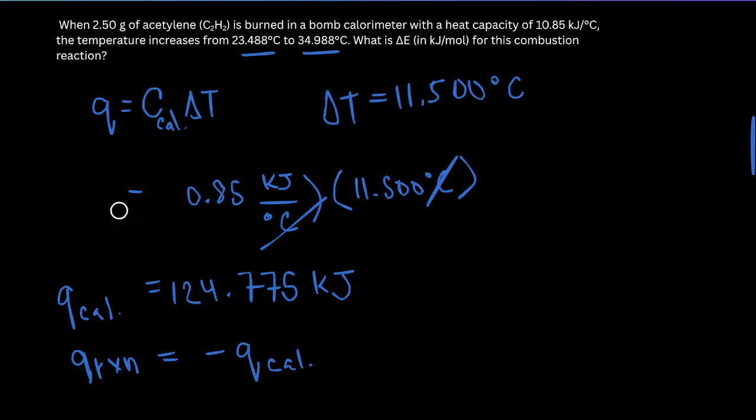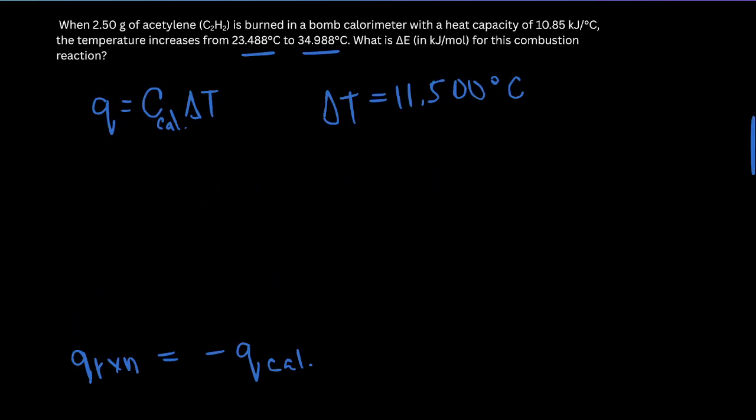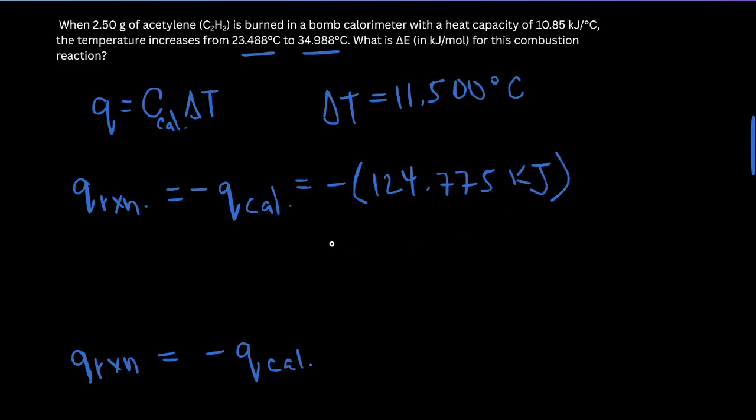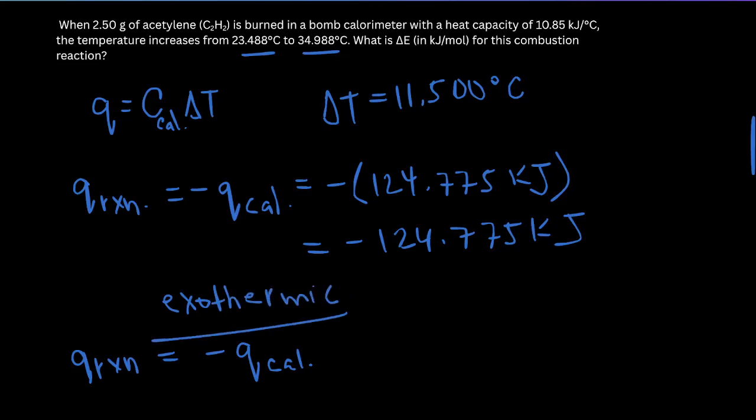So now again, we can just clear up some of this room. Let's keep our numbers in mind, and we can see that, well, if our heat of reaction is equal to the negative of our heat of our calorimeter, that is just going to be negative 124.775 kilojoules. This is going to be the heat of reaction, the heat that is released through the combustion of our acetylene, our 2.5 gram sample of acetylene to be specific. And so this negative sign is indicating that the reaction released heat, or in other words, it is an exothermic reaction. It is one that releases heat into the environment. And well, now the last step is going to be calculating the moles of acetylene burned.